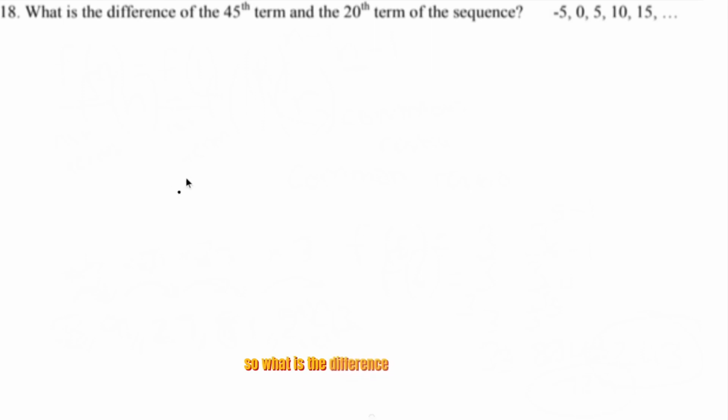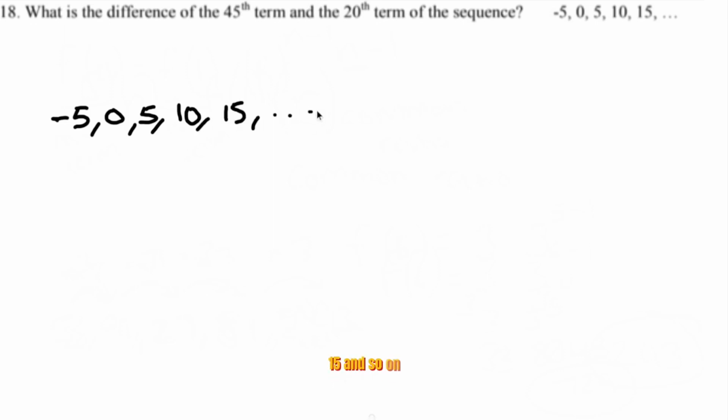So what is the difference of the 45th term and the 20th term of the sequence? So we're given the sequence -5, 0, 5, 10, 15, and so on. So in this sequence, we can see that each time it's going up by 5. So we need to know what the 45th and 20th term is. So since it's going up by 5 and not multiplying by a number, this is an arithmetic sequence. Alright, so we need to use our formula.